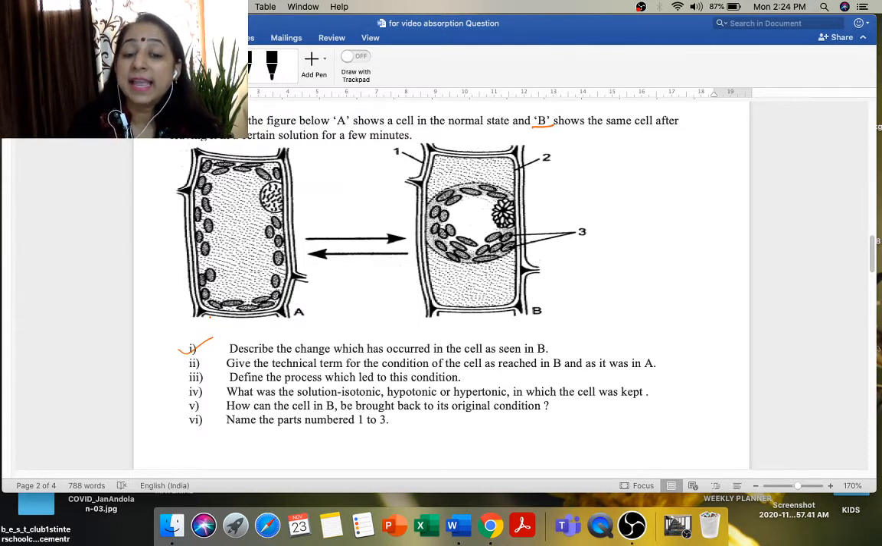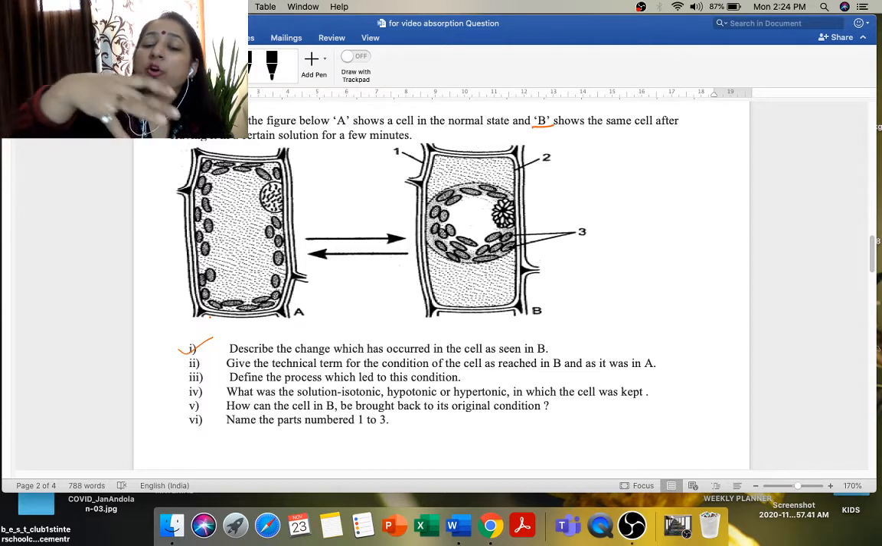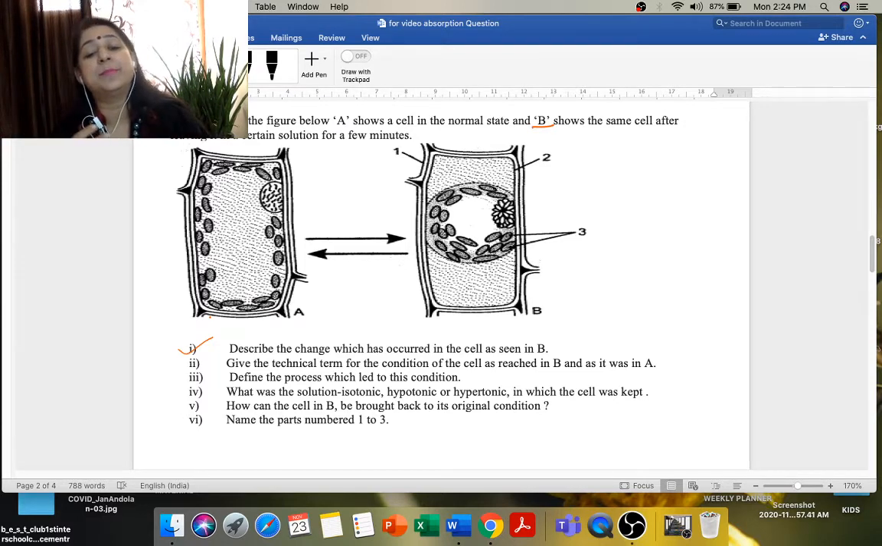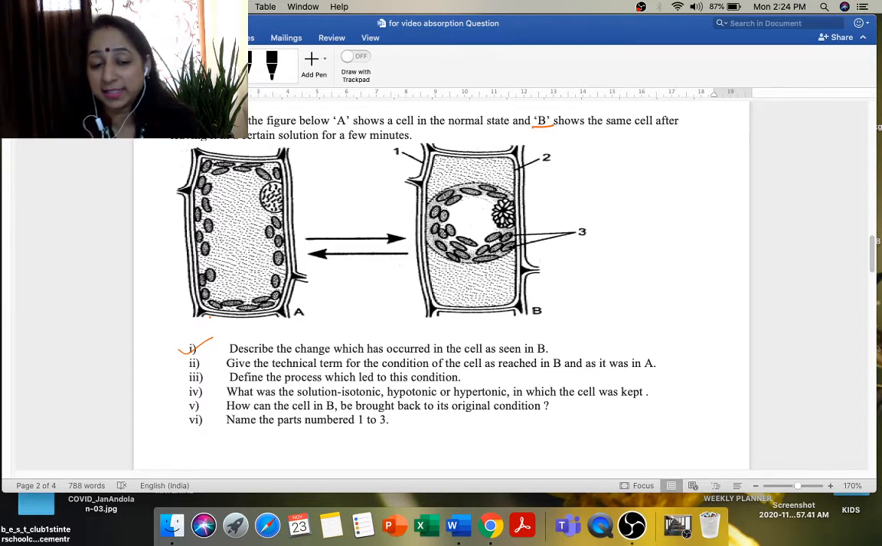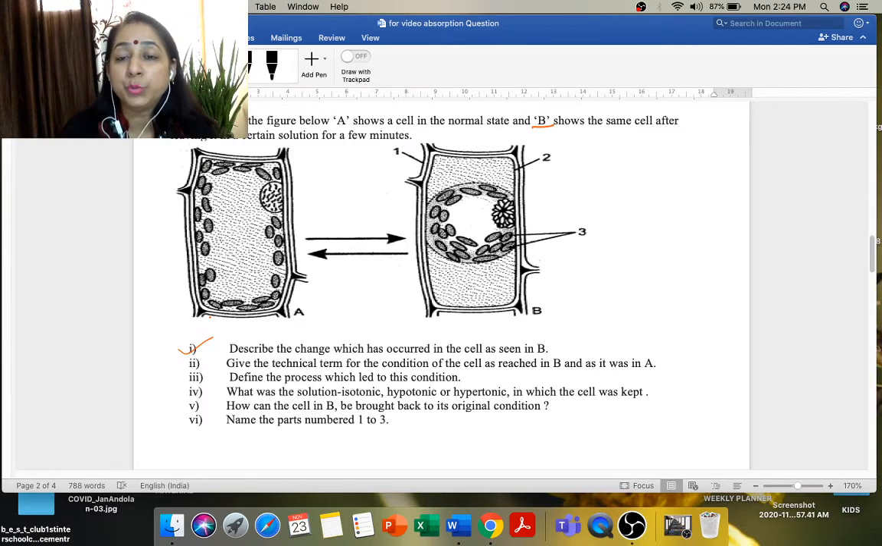How can the cell in B be brought back to the original position? Write one line only. The plasmolysed cell when placed in water again will get back to its original condition. That's it. Name the parts numbered 1 to 3.